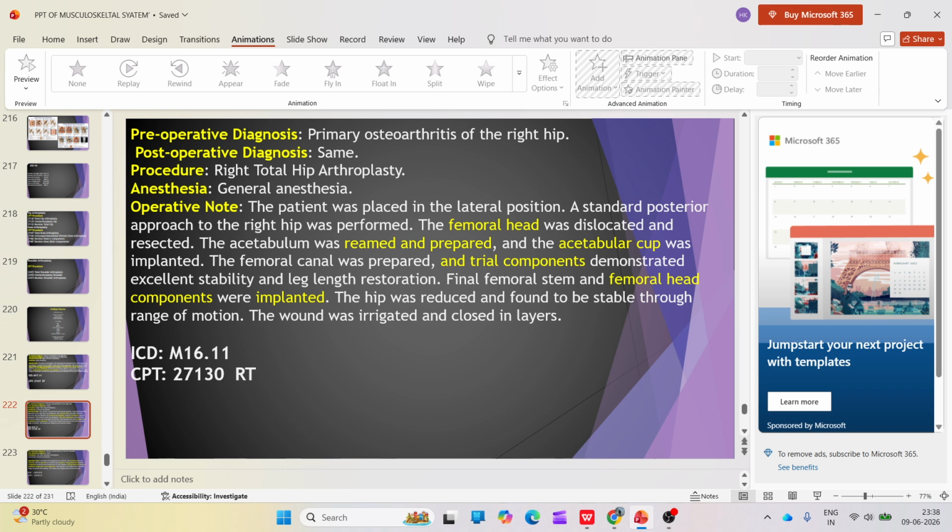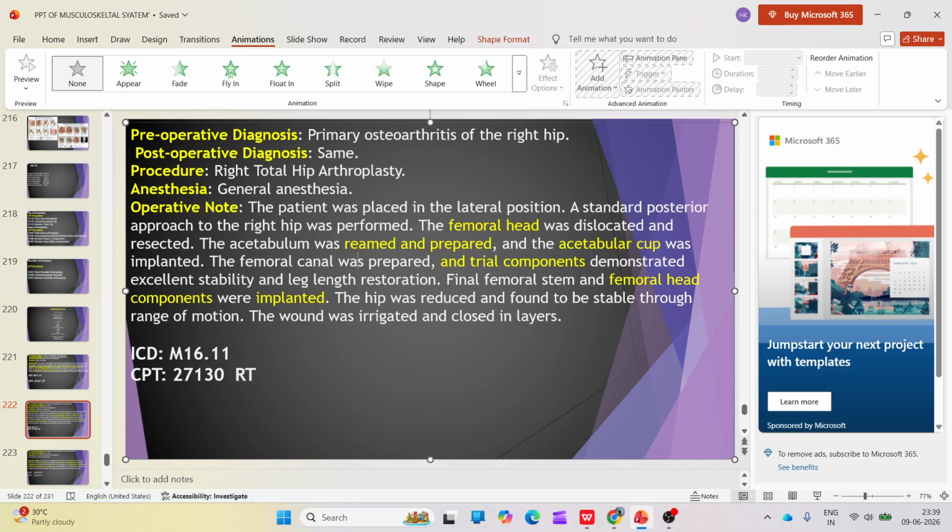So here, the location is right hip. The second, the femoral head, was resected. The third is the acetabulum, which is a component of the hip, and which was prepared, and the acetabular cup was implanted. The fourth, the trial components, were implanted, and the femoral head component was implanted. So the trial component checks the stability and movement.